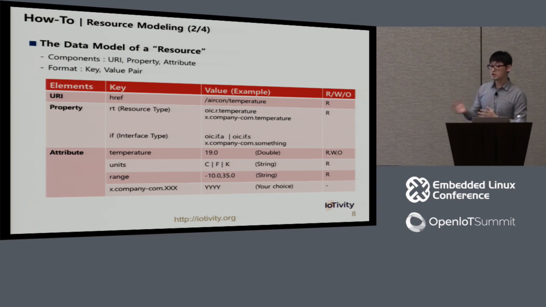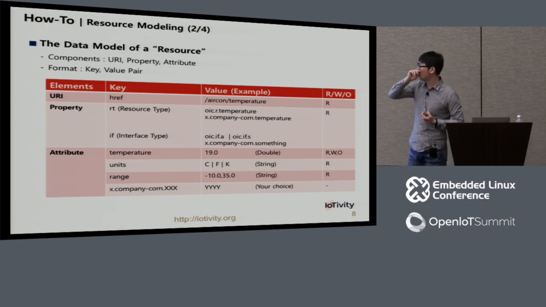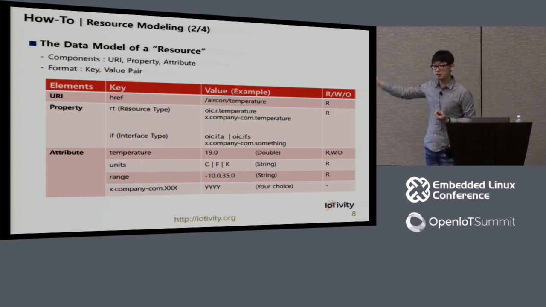Resource type represents what kind of data this resource will have. For example, there is oic.r.temperature, which is defined by the OCF specification document. If the resource has that resource type, that means the resource has the temperature attribute, and units and range. That is defined in the OIC specification. So whenever you discover a resource, and the resource gives you the resource type oic.r.temperature, then you know what kind of attributes are there.